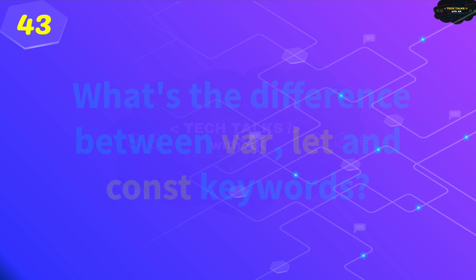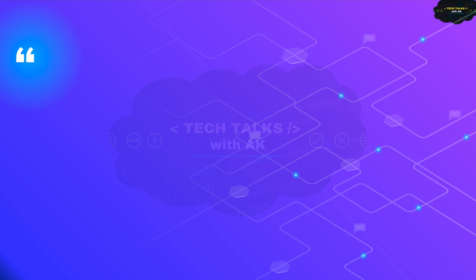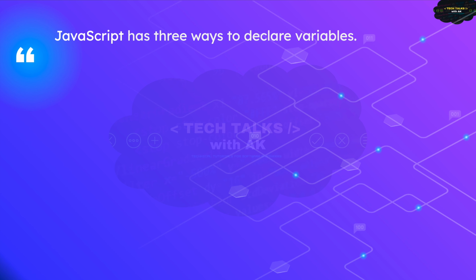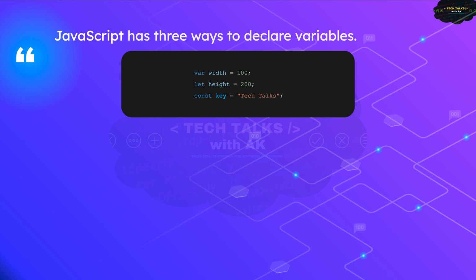Our next question is, what is the difference between var, let and const keywords in JavaScript? And the answer is, JavaScript has three ways to declare variables. One is var, we can define var width is equal to 100. Another one is let, we can say let height is equal to 200. And another one is const, let's say techTalks.